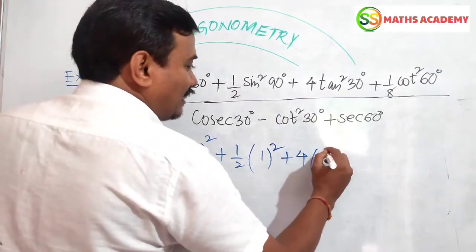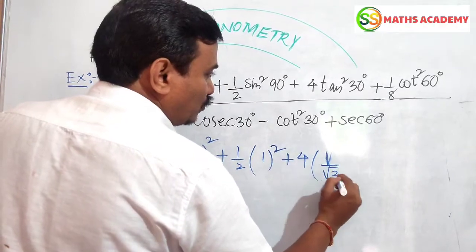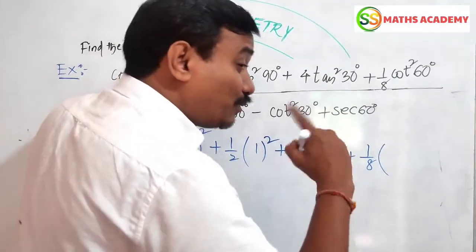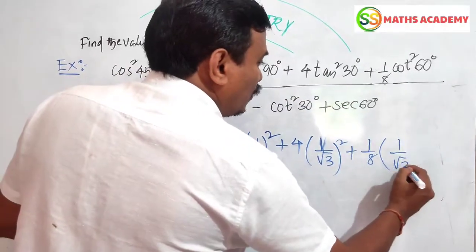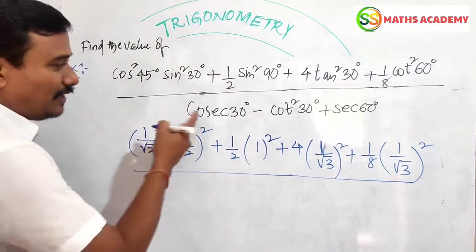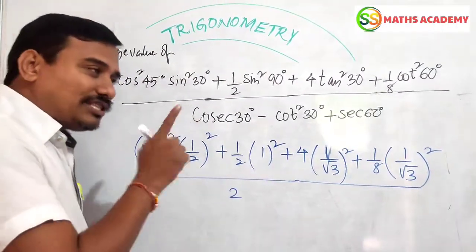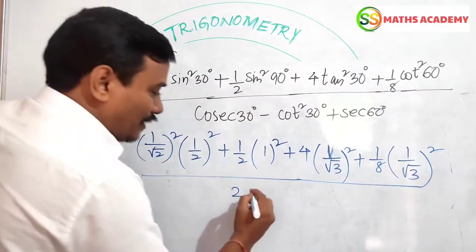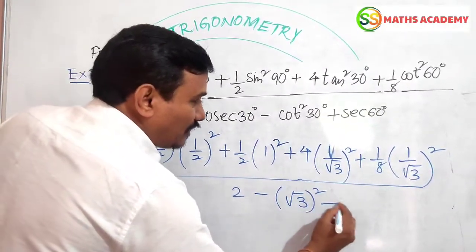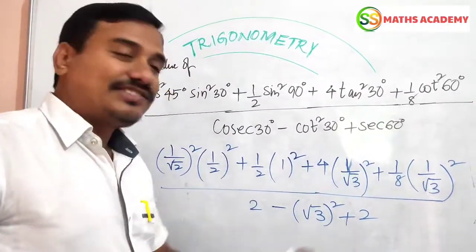4 tan² 30°. Tan 30° is 1 by root 3, whole square. Plus 1 by cos 60°. Tan 30° both are the same, so it is also 1 by root 3 whole square, by cos 60°. Cosec 30° is 2. Cosec 30° and sec 60° are the same. Cos 30° is root 3 whole square, plus it is also 2. Cosec 30° and sec 60° both are the same.